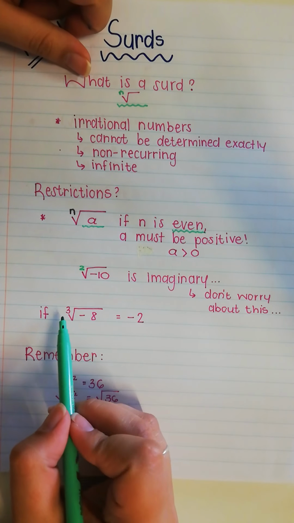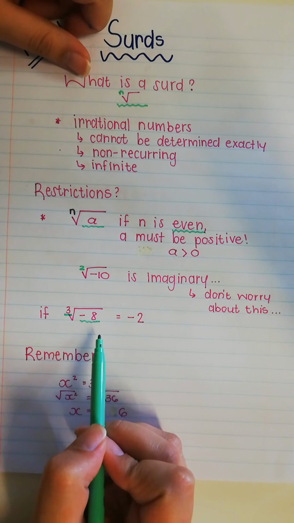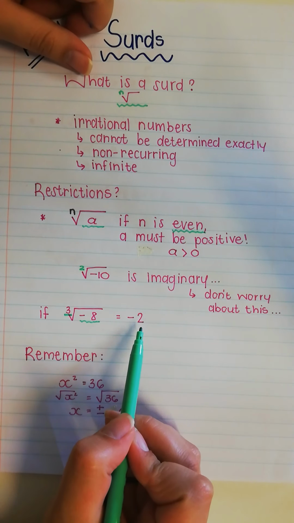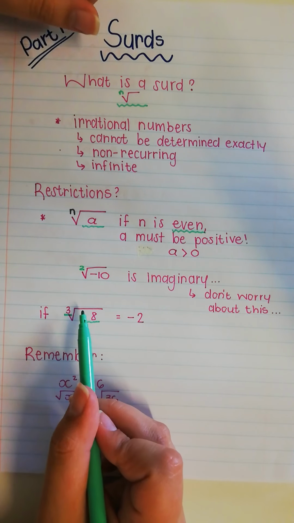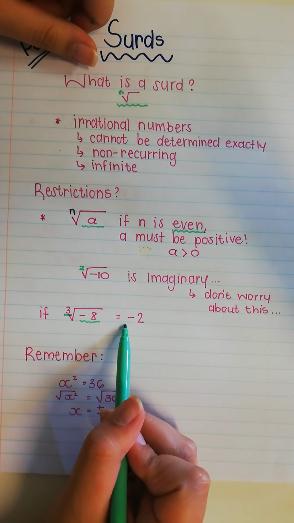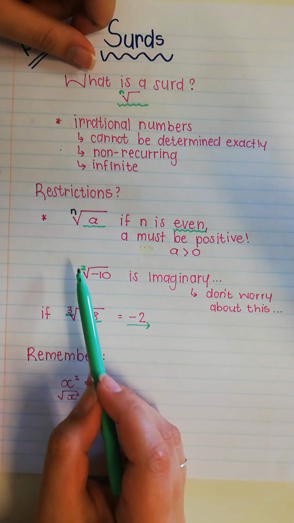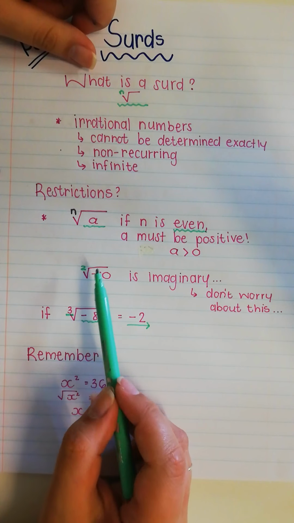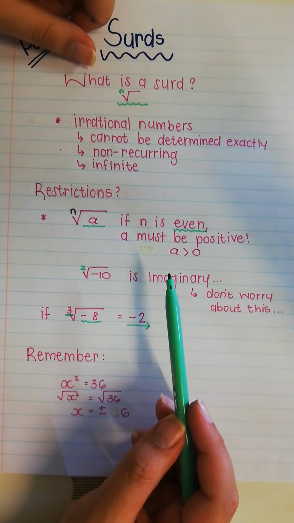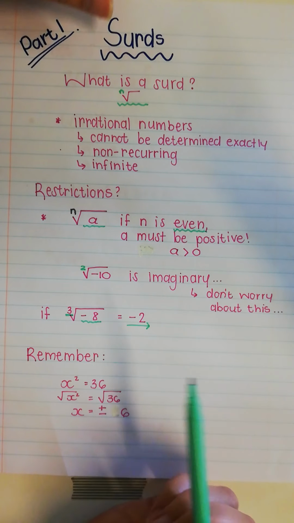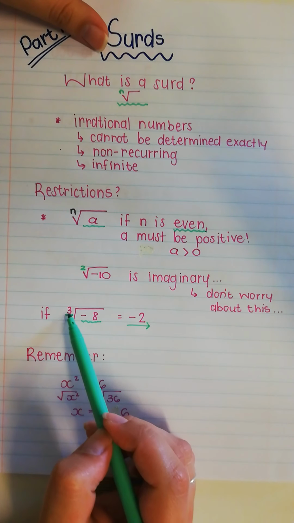So as soon as n is an odd number and there's a negative underneath, you will get an answer. So the cube root of -8 is equal to -2. So there's your answer. So the restriction is if n is an even number, a, whatever is underneath, needs to be bigger than 0. Otherwise it's an imaginary number. So no negatives underneath, unless n is an odd number.